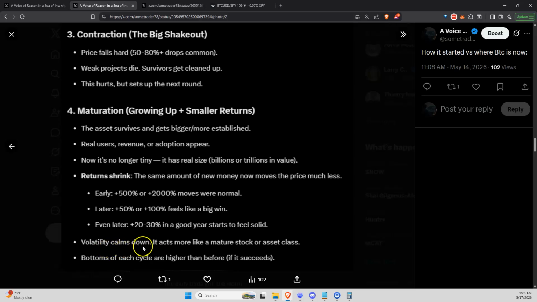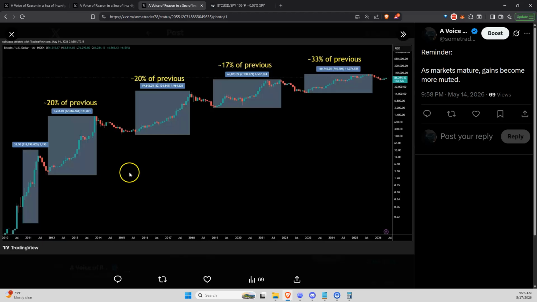So volatility starts to calm down, and it acts more like a mature stock or an asset class. Bottoms of each cycle are higher than before if it succeeds. It's not a guarantee, but that's likely where Bitcoin is at. Again, we can see this if we look at the math behind it. In the first cycle, there was a 318,000% gain. The next cycle returned roughly 20% less at 62,000%. The next cycle returned roughly 20% less at 12,000%. The next cycle returned 17% less at 2,100%. And then this last cycle topped at just over 700% from its low, which was roughly 33% of the previous.